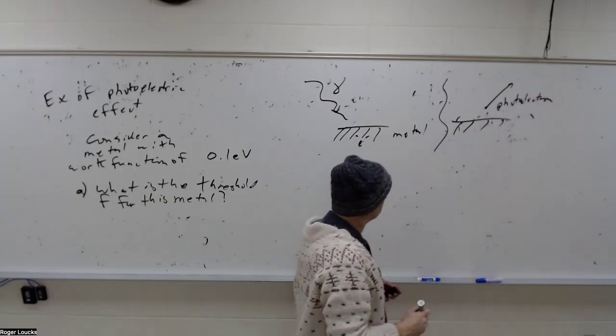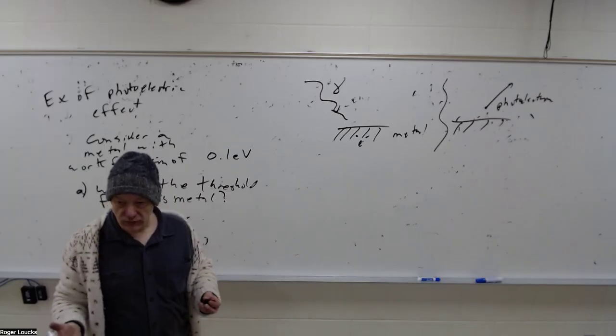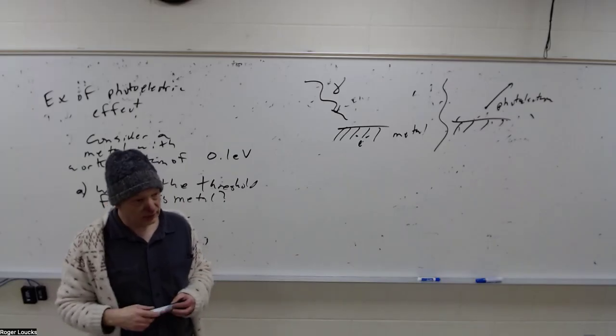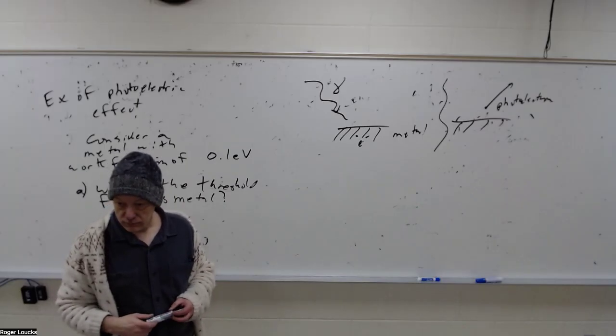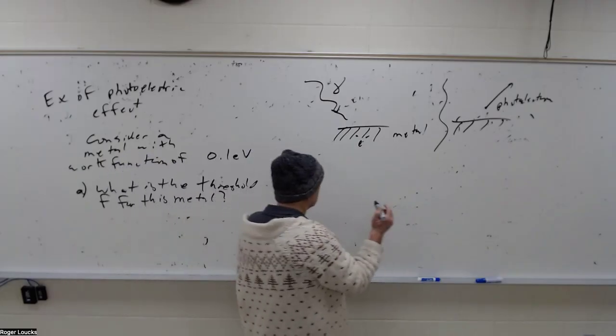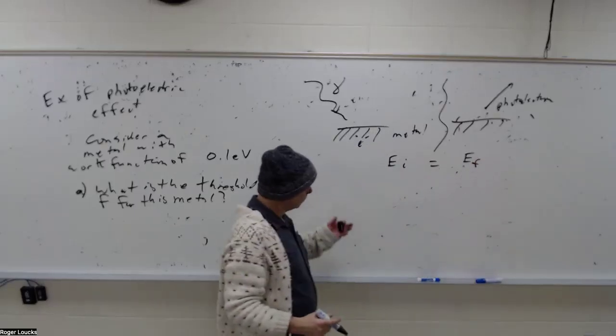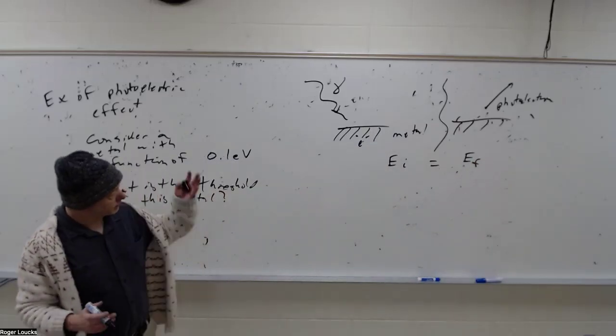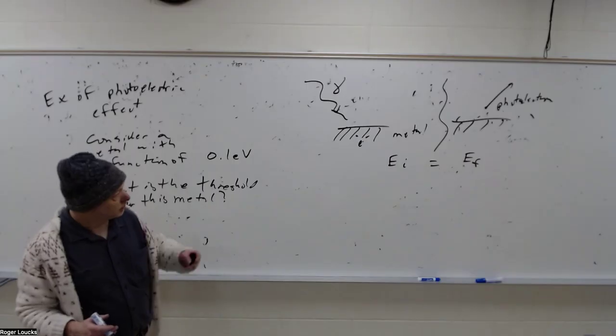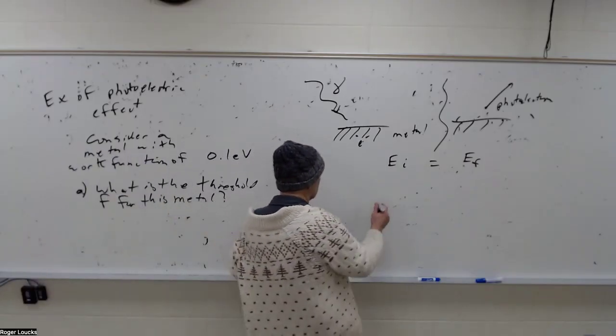Okay, so that's our photoelectric effect. What's the physics for this? And it is this simple: conservation of energy. E initial equals E final. So what's our initial energy in this picture? It's just our little electron over here.